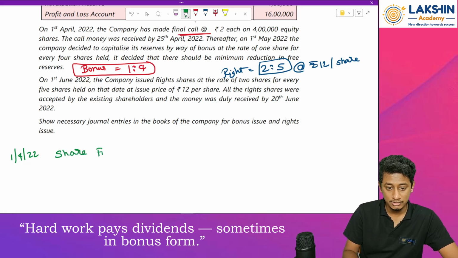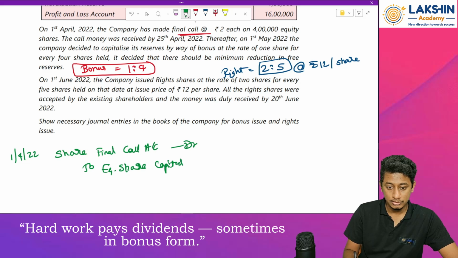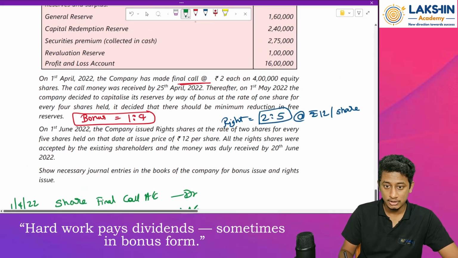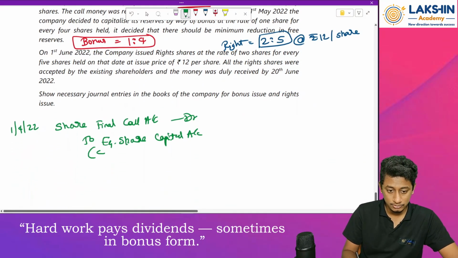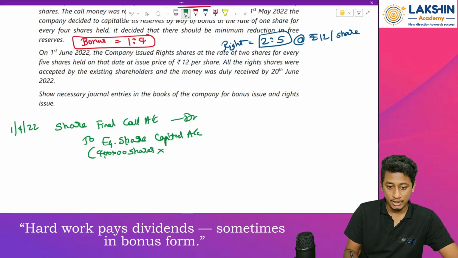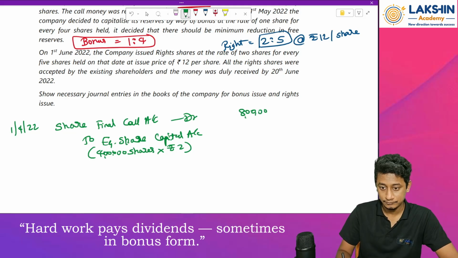So share final call account debited to equity share capital account. How much is required? From 4 lakh equity shares, rupees 2 each. 4 lakh shares into rupees 2, 4 twos are 8, so 8 lakhs. So 8 lakh is to be received.